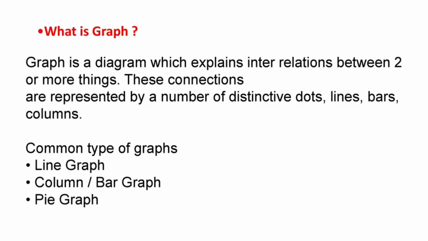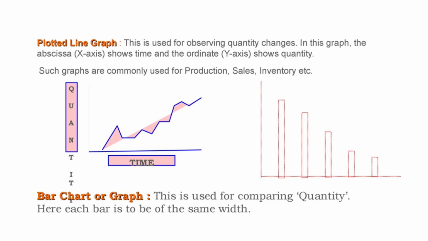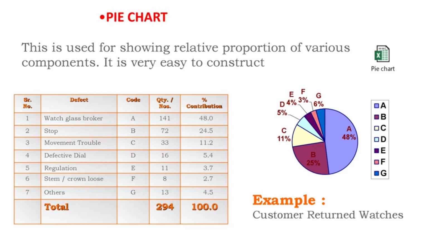So first we will explain about a line graph. A line graph is used to obtain quantity changes. In this graph, the x-axis shows time and the y-axis shows quantity. Bar chart graph is used for comparing quantity. How many quantities there are is being compared.